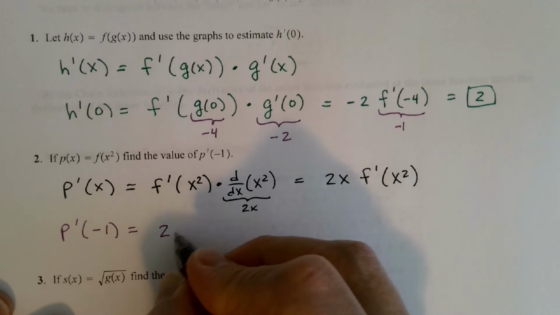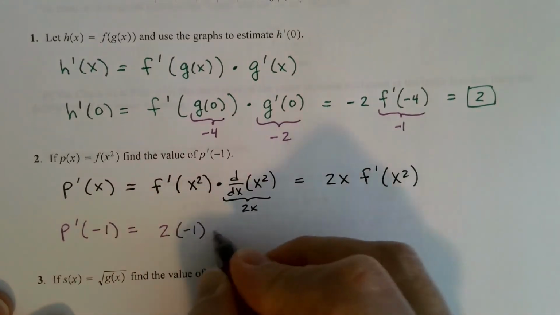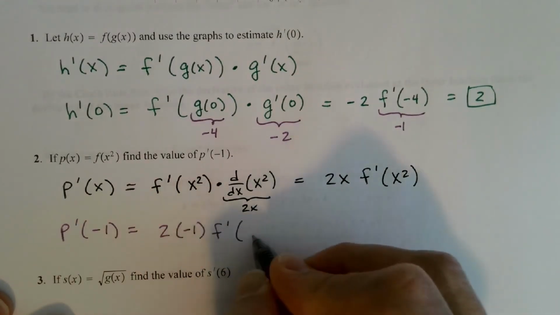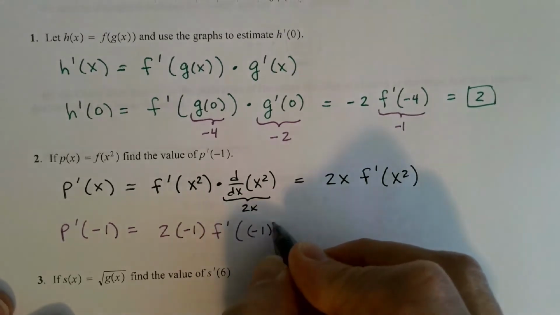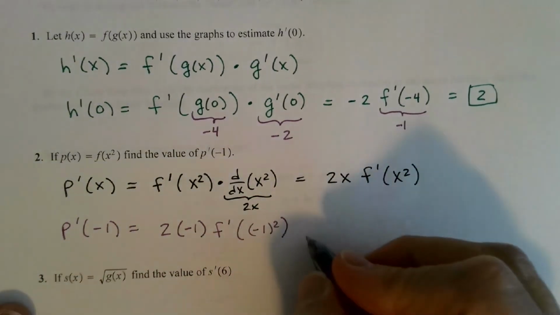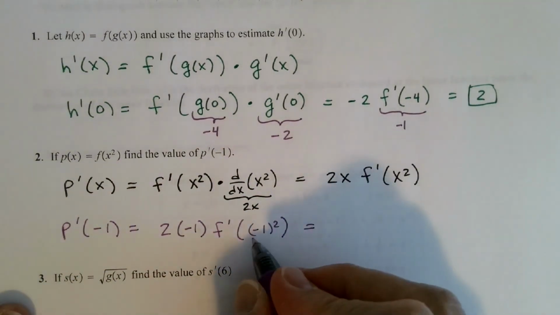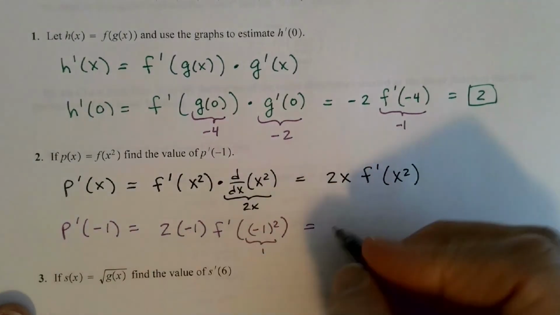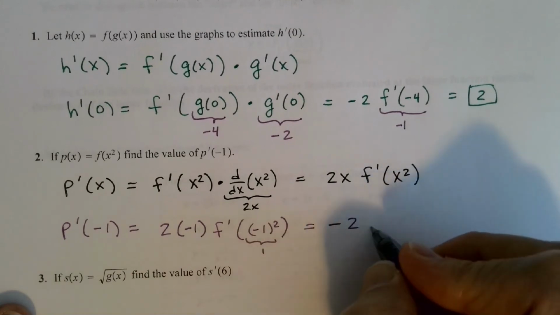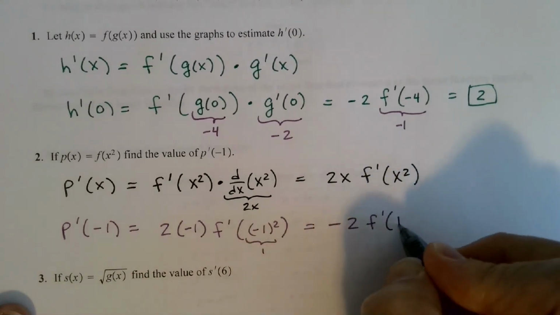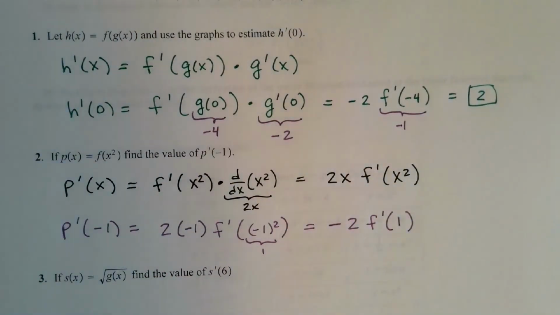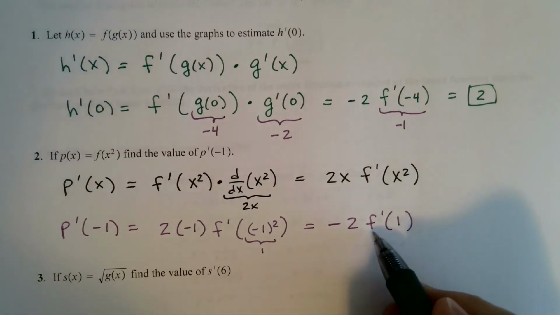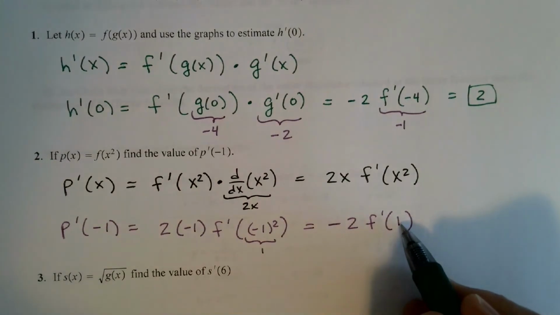So it's 2 times negative 1. F prime, and be careful here, negative 1 is being squared, and what happens when I square negative 1? That becomes positive 1, right? 2 times negative 1 is negative 2 f prime of positive 1. So after I simplify, what do I need to find from the graph above? The slope of f, right, f prime, at x equal 1.